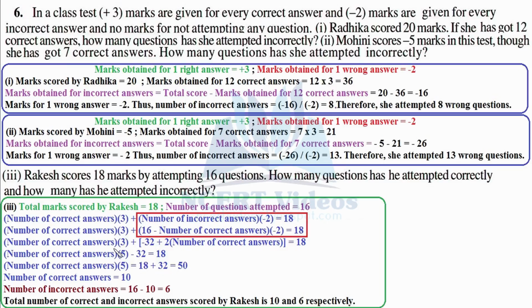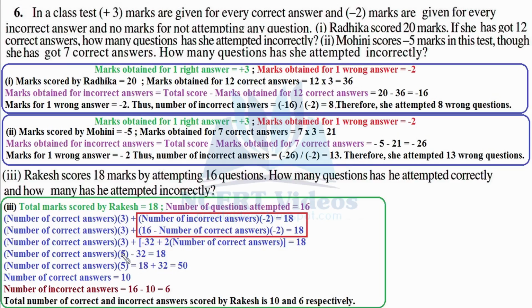Now you can see here, this is also number of correct answers. This is also number of correct answers. Here these are 3, here these are 2. We can add them. It is just like adding 2 toffees or 2 chocolates. That means you can add 2 things of same kind. Therefore 3 plus 2 makes 5.